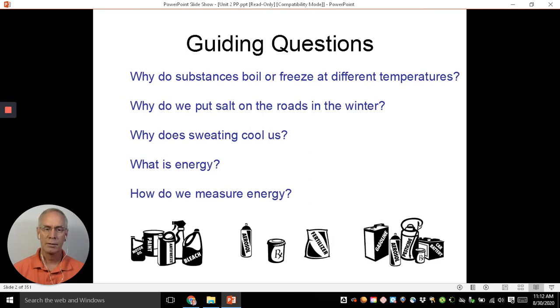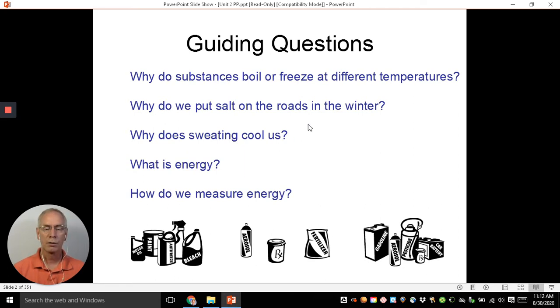Like, why is it that substances boil or freeze at different temperatures, right? Why does water have to get so cold before it actually freezes, and other things freeze at room temperature? They're solid at room temperature. So we'll talk about that, what causes differences in freezing points.